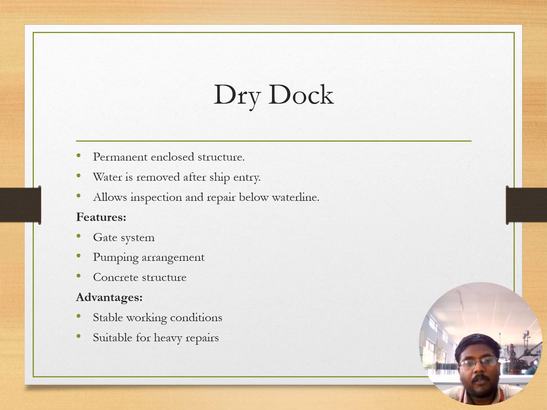Next we see the features of a dry dock: gate system, pumping arrangement and the conduit system. Once a ship enters the dock structure, the automated gate system is operated. After the gate system is operated, the water is removed with the help of the pumping arrangement.